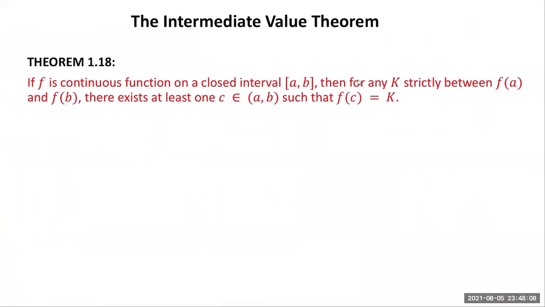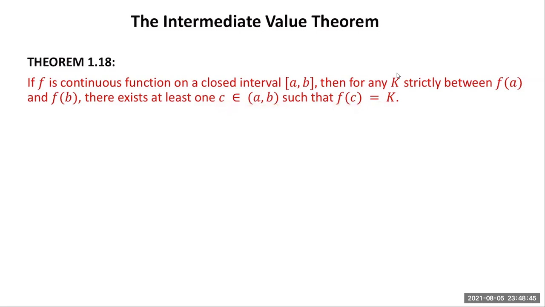All right. Next, we have this particular theorem, the intermediate value theorem. This is also an extremely important theorem in calculus. Here is the statement of the theorem. If f is continuous function on a closed interval, again our interval is closed, then for any k strictly between f of a and f of b, there exists at least one c in the open interval a comma b such that f of c is equal to k.